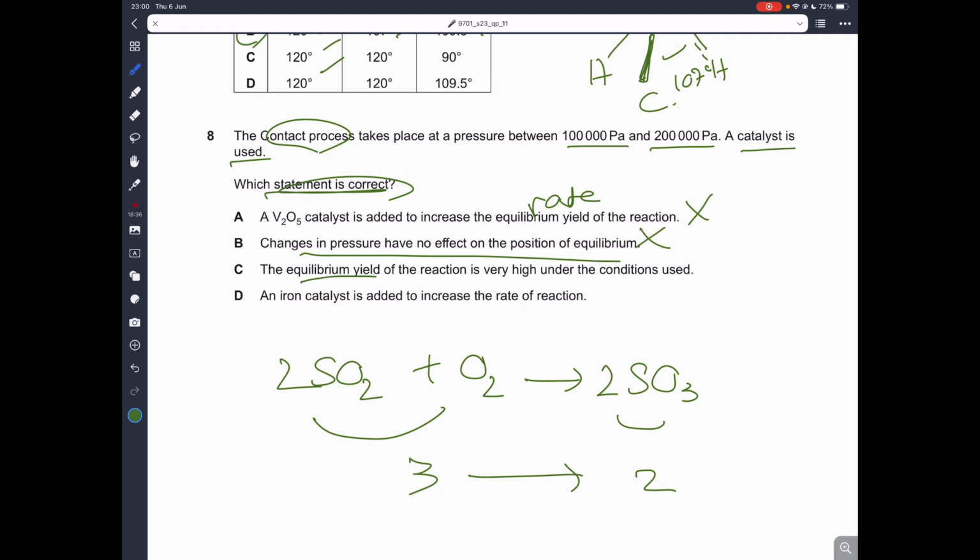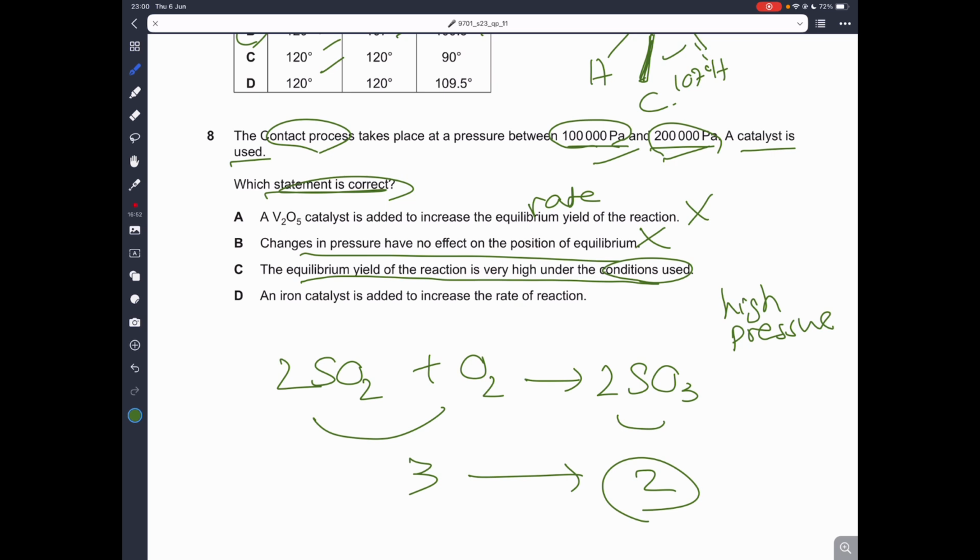The equilibrium yield of the reaction is very high under the conditions used, between 100 kilopascal and 200 kilopascal. Yes, using a high pressure shifts the equilibrium to the side with the lower number of moles. There is a lower number of moles, or lower volume of gas, on the right hand side. Therefore, the equilibrium is going to shift to the right. So C is the correct answer.